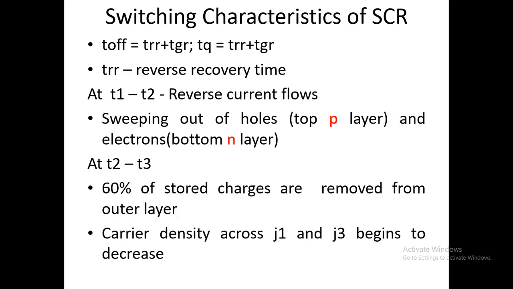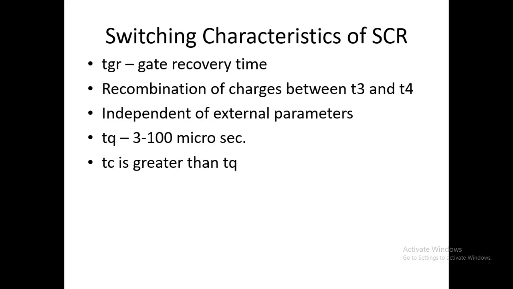60% of stored charges are removed from the outer layer, and the carrier density across J1, J3 begins to decrease. And during TGR, the gate recovery time, recombination of charges occurs between T3 and T4 and is independent of the external parameters, and TQ will be equal to 3 to 100 microseconds. In the TC, the circuit turn off time will be greater than the device turn off time TQ.